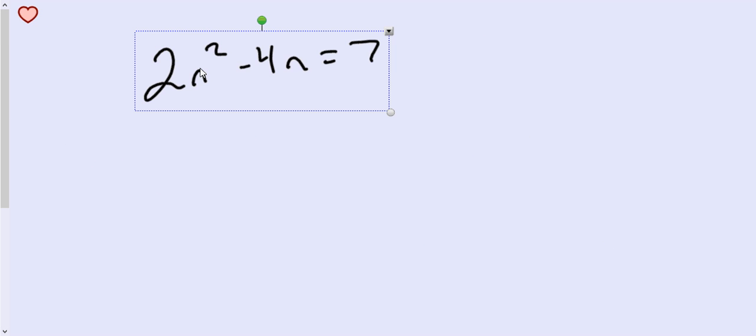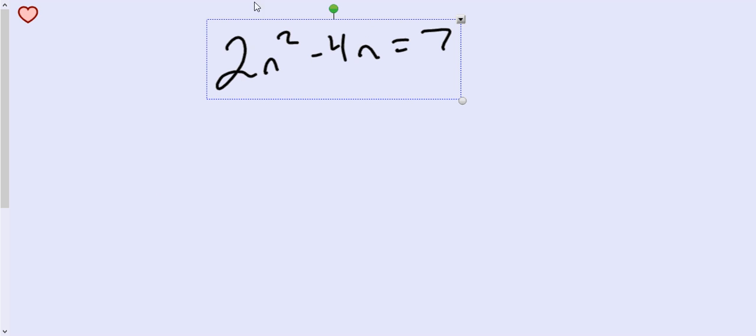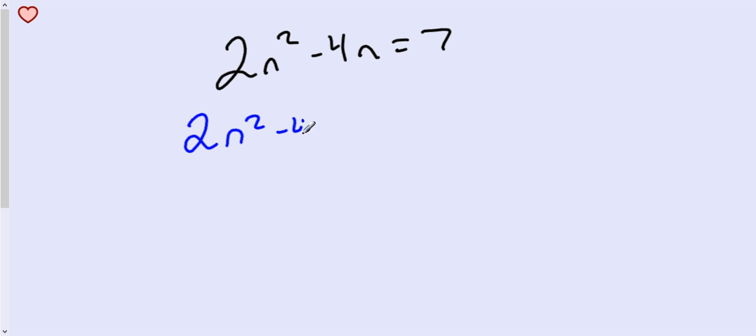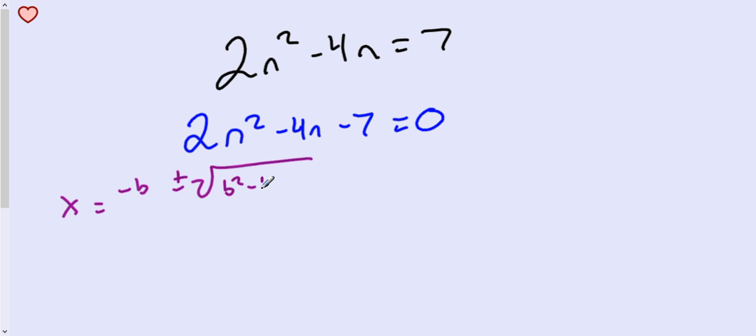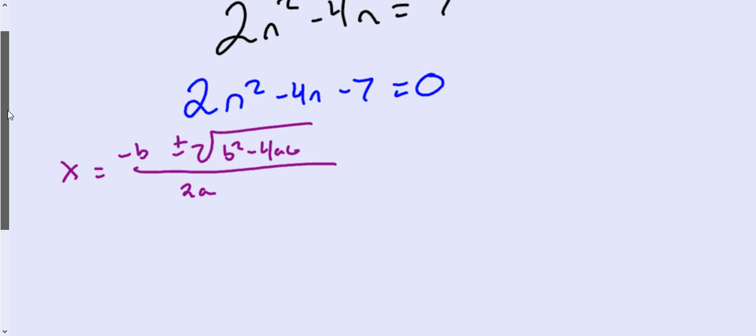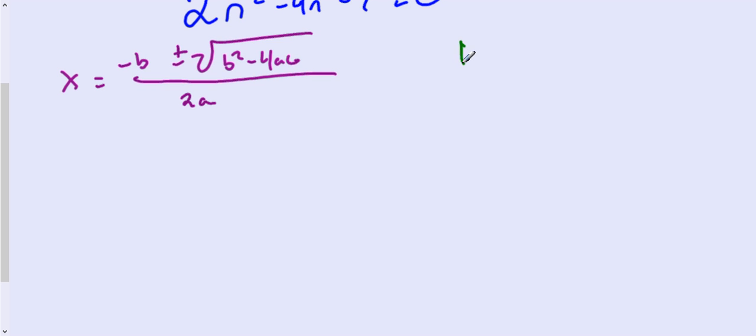Last one, starting in our quadratic form. Then we'll look at just a few simplification problems. 2n squared minus 4n minus 7, because we have to subtract 7 from both sides. We now have equal to 0. X is equal to negative b plus or minus the square root of b squared minus 4ac all over 2a. Check our discriminant real quick.